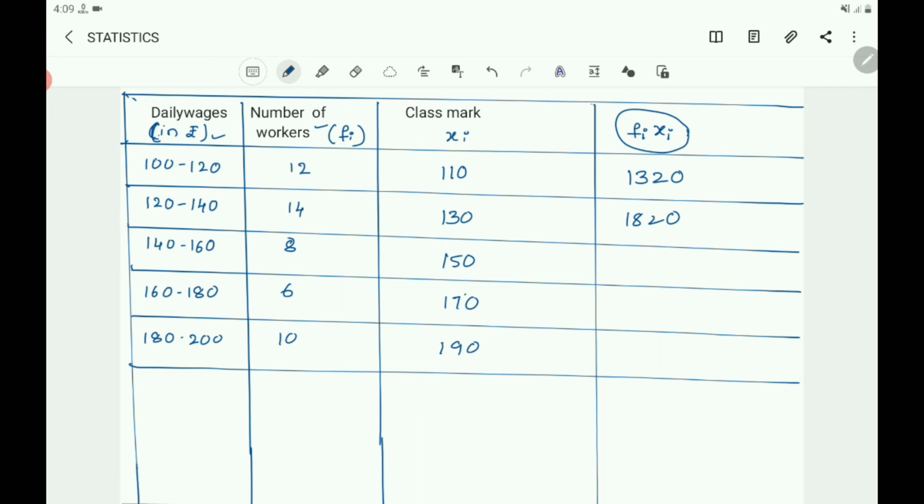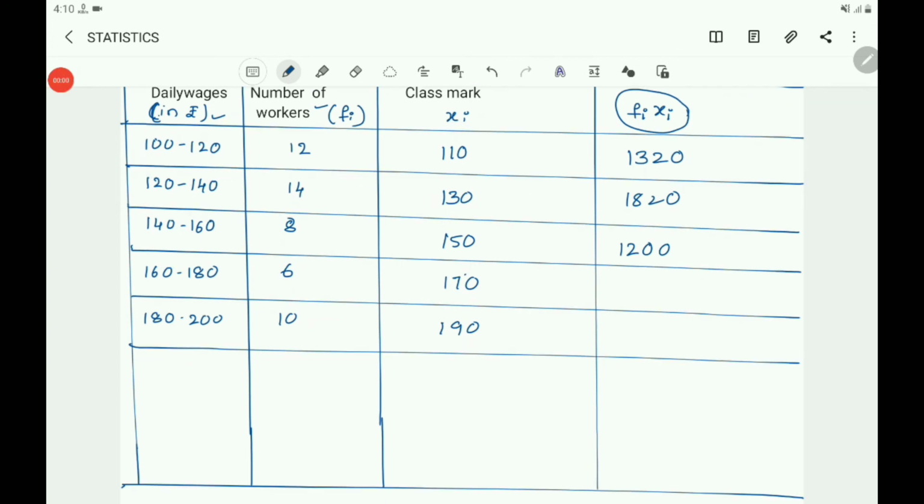Next you take 8 into 150. 15 eights are 120, plus an extra 0, that is 1200. 6 into 170, 6 sevens are 42, so you will get 1020. Then you take the next one, 190 into 10. 19 tens are 190, so 190 into 10 is 1900.